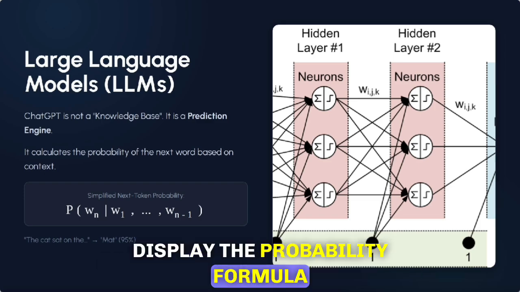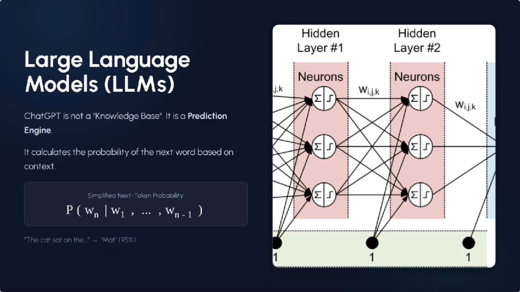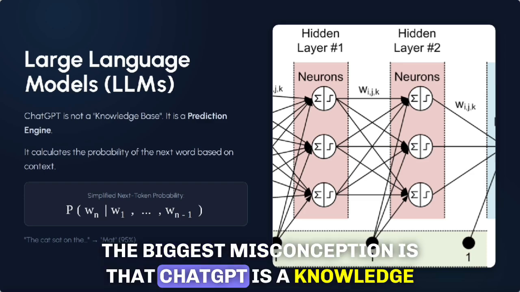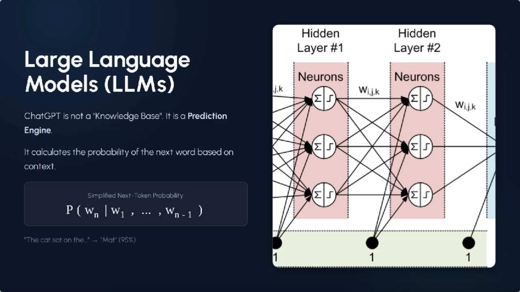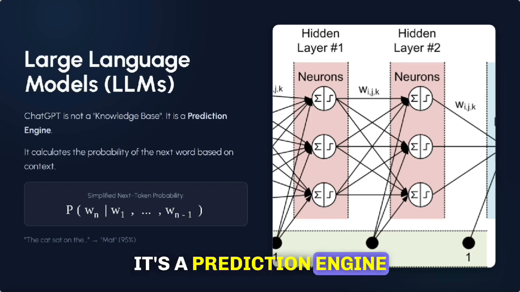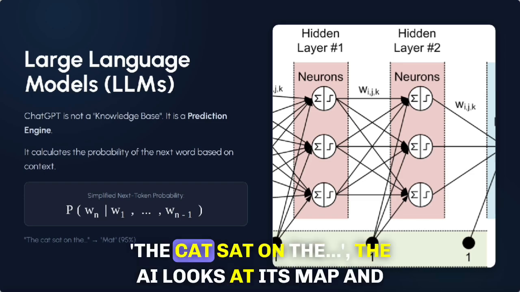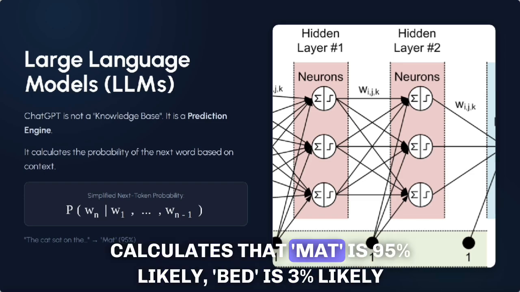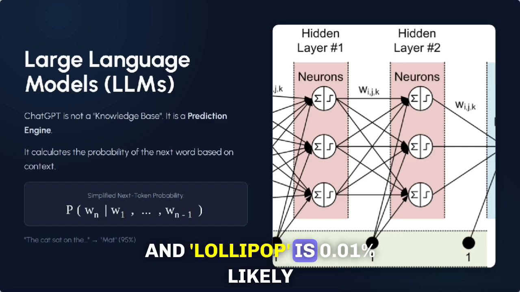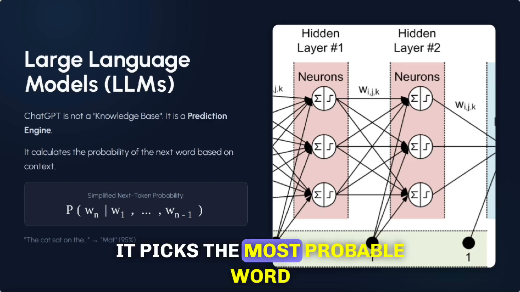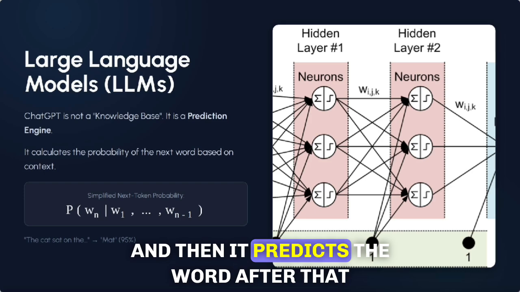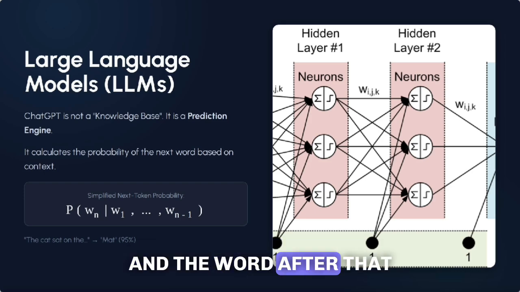The biggest misconception is that ChatGPT is a knowledge base. It's not, it's a prediction engine. It calculates the probability of the next word. When you type, "the cat sat on the," the AI looks at its map and calculates that mat is 95% likely, bed is 3% likely, and lollipop is 0.01% likely. It picks the most probable word, and then it predicts the word after that and the word after that.